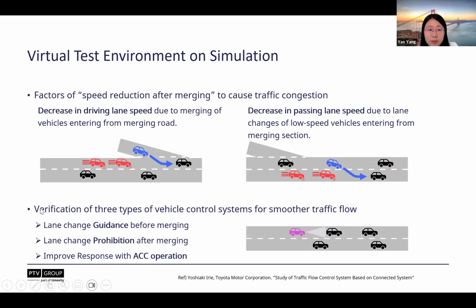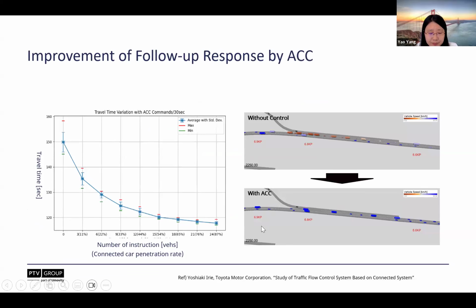It can also help to verify the three types of vehicle control system for smoother traffic flow. For example, the lane change guidance before merging areas, or the lane change prohibition after merging, or the improved response with ACC operation. So different types of these can be tested in Vissim to showcase the result.